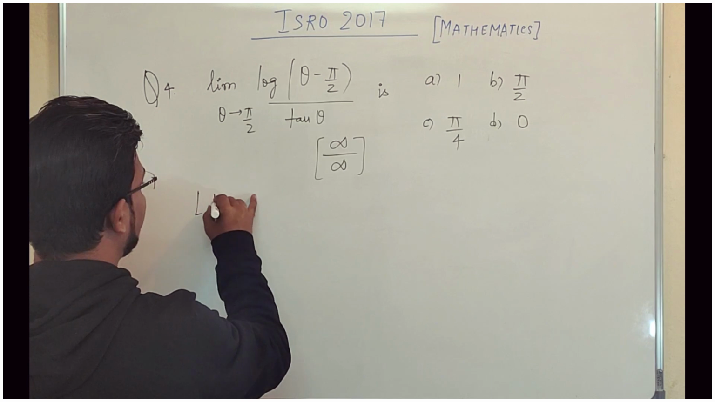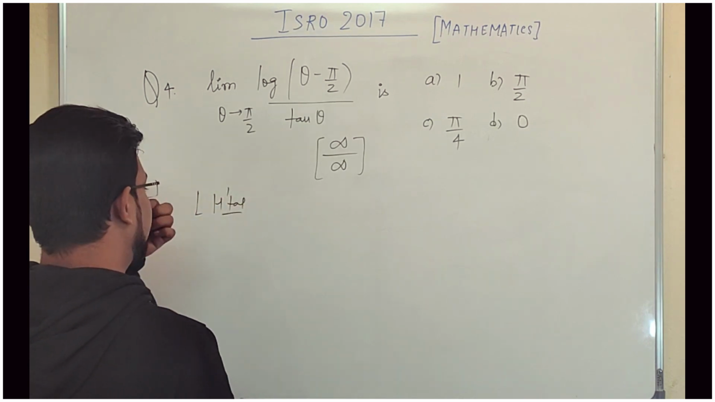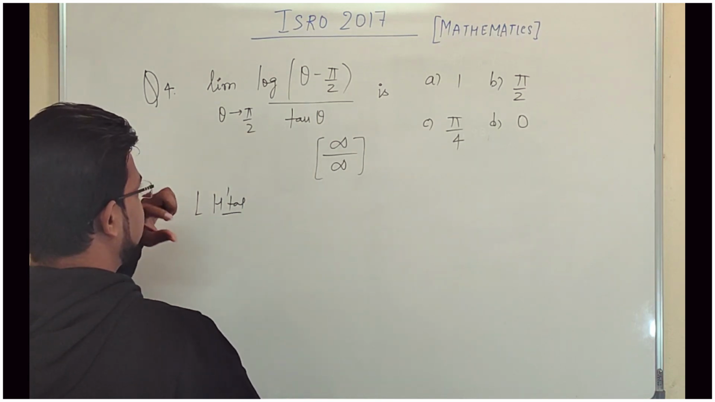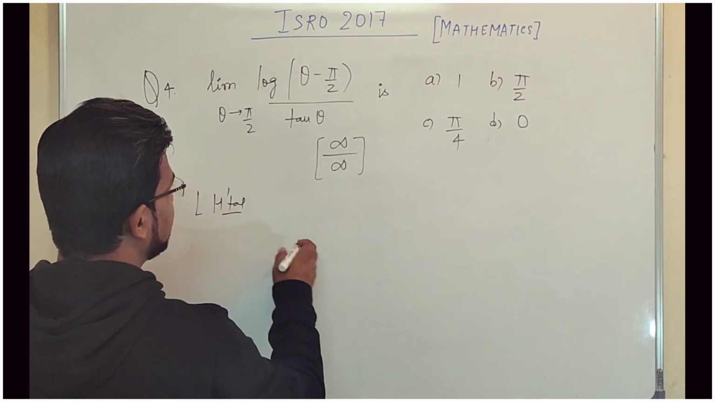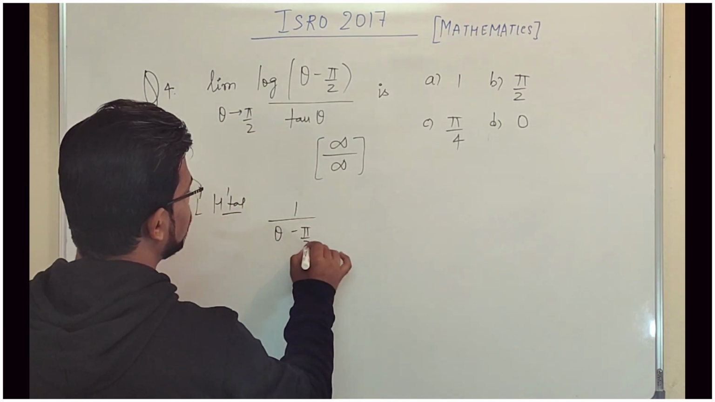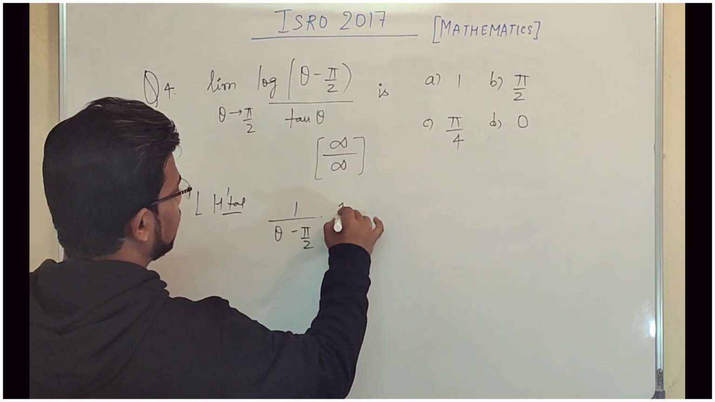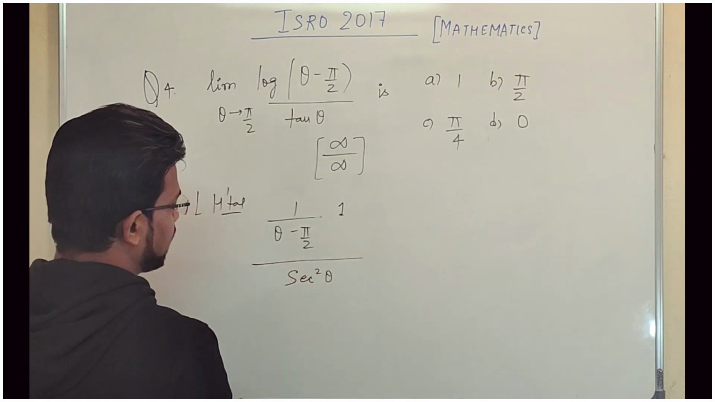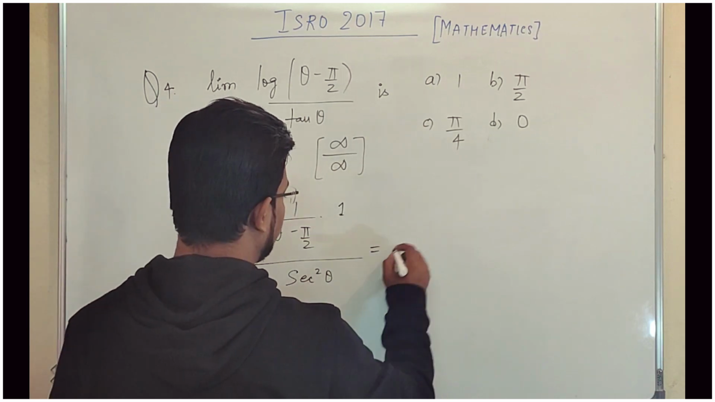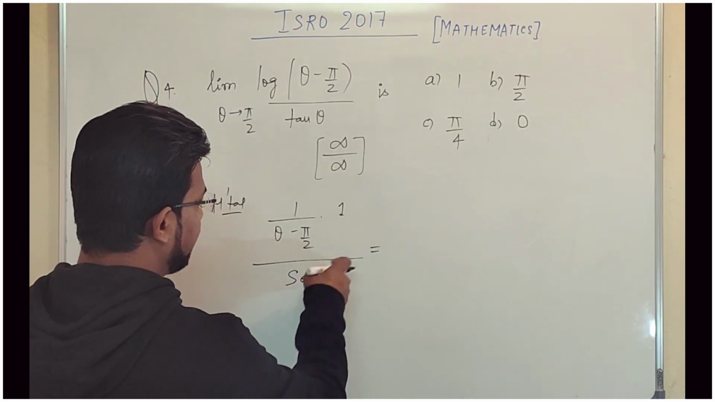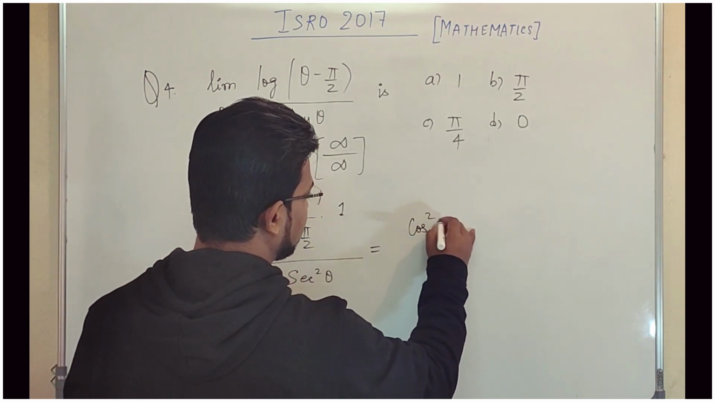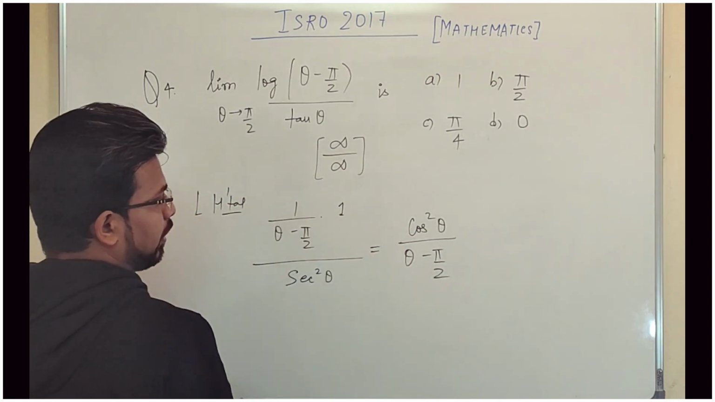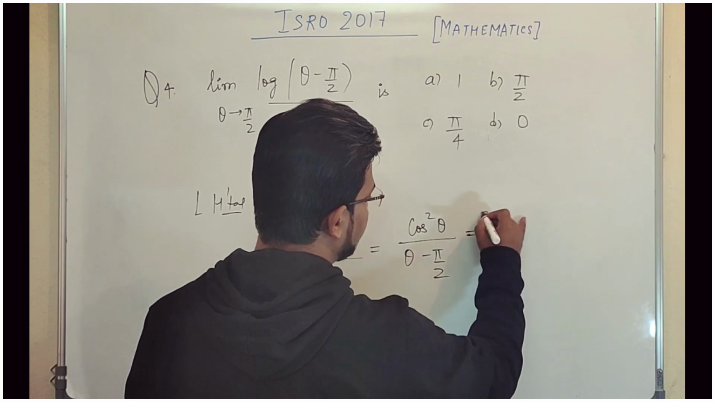So we'll be applying L'Hopital's rule. If we apply this rule, then we need to differentiate the numerator and denominator with respect to theta. So first, if you differentiate this, this will be 1 upon theta minus pi by 2, and then d by d theta of this will be simply 1, and then we have d by d theta of tan theta, which is sec square theta. Great. Now this could be written as 1 by sec square theta, which is cos square theta, and then this is theta minus pi by 2. Again, if you substitute theta as pi by 2, cos 90 is 0. This turns out to be 0 by 0 form.